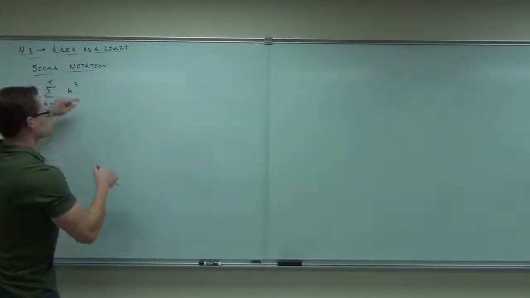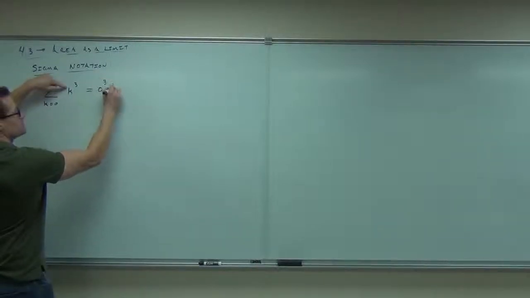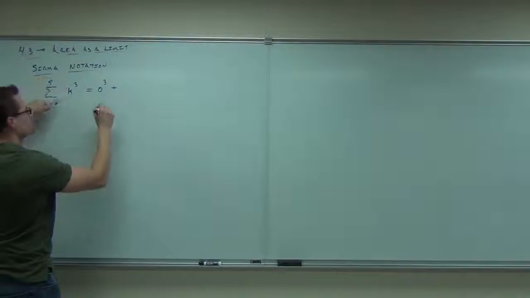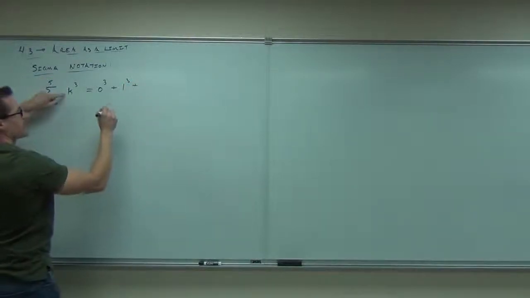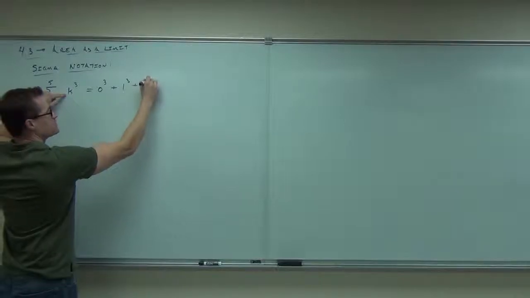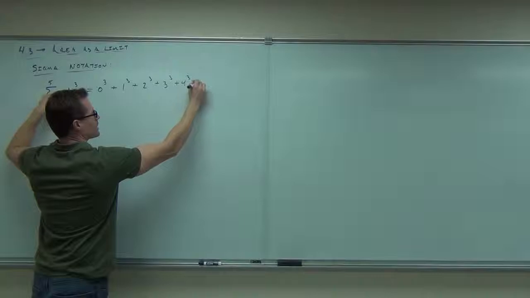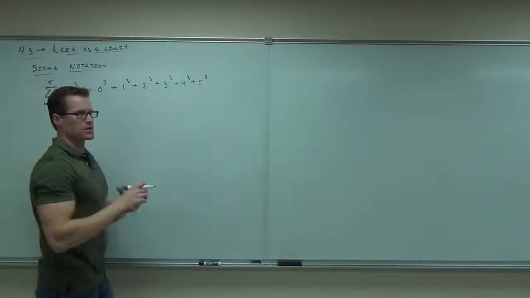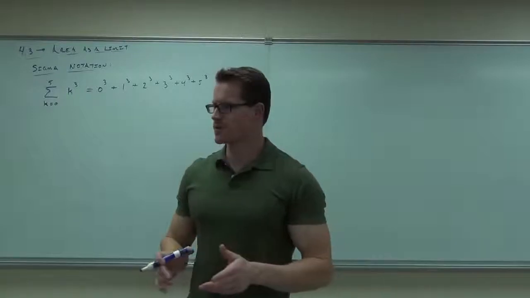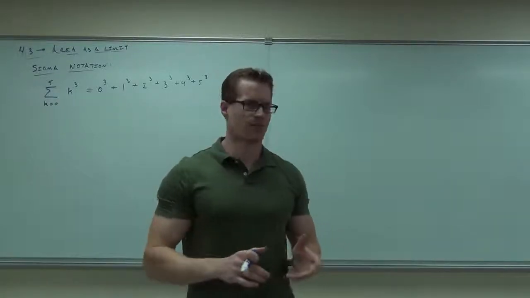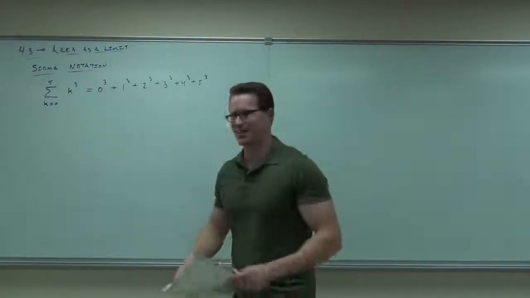So sigma notation says it's a sum, and sum means add. You'd have 0 cubed plus 1 cubed plus 2 cubed plus 3 cubed plus 4 cubed plus 5 cubed. That's what the sigma notation actually stands for. Do you feel okay with the sigma notation? I need a head nod before we go on any further. You okay with that? Okay, good. You scared me for a second.